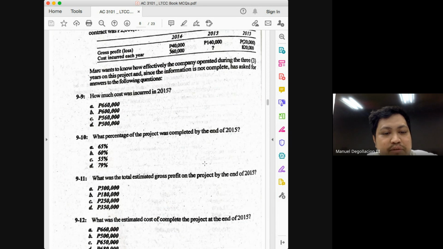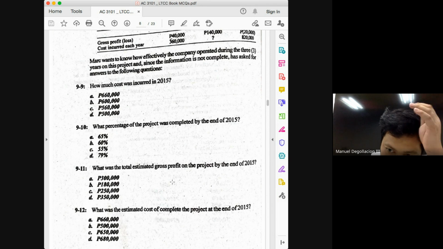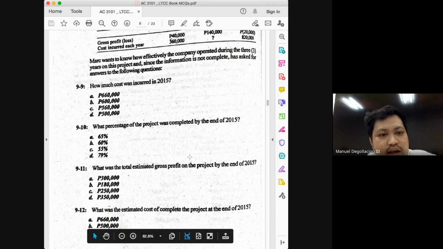Plus 9-12 should be interpreted as cost to complete. Okay? Cost to complete. So how much did we incur in 2014? 360. How much did we incur in 2015? 660. Total of 1,020,000. So again, if contract price is 2 million and total profit is estimated at 300, your total cost must be 1,700,000. If you have already incurred 1,020,000 in year 1 and year 2, how much is the estimated remaining cost? So 1,700,000 minus 1,020,000 is the answer in the choices. It would be 680,000.